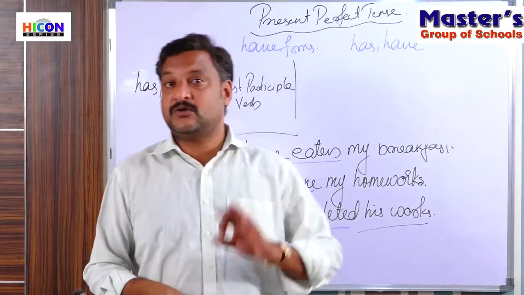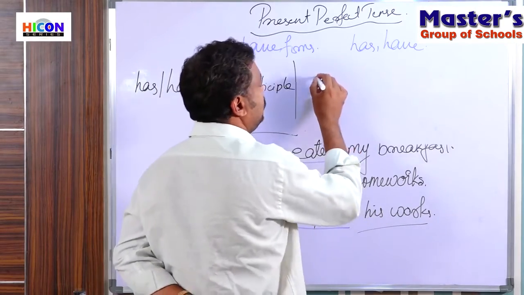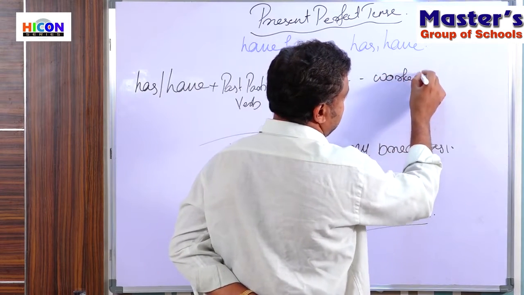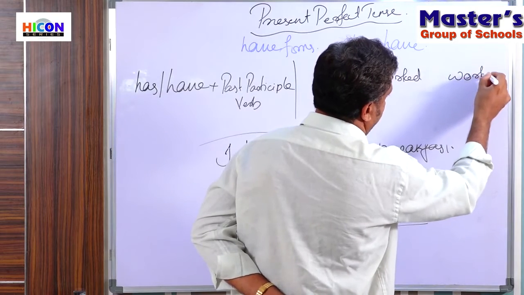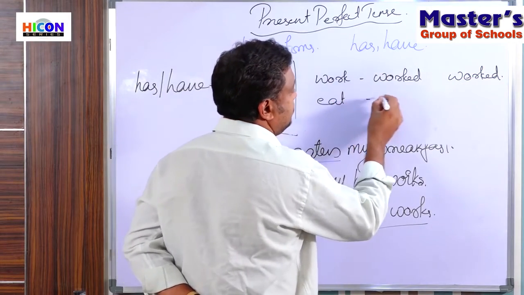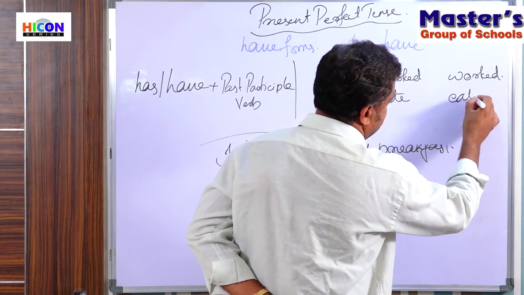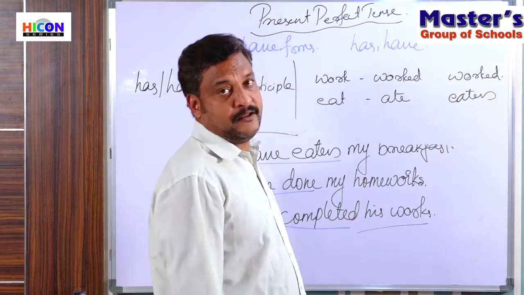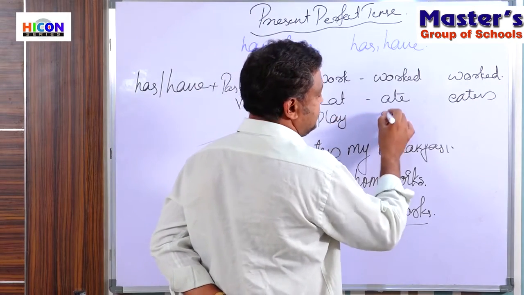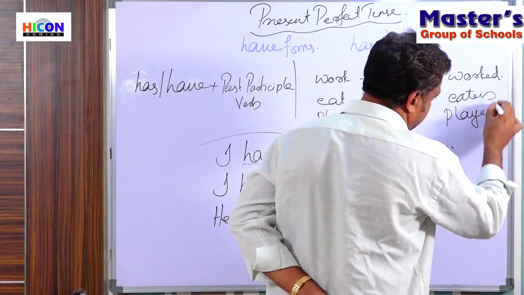See, every verb has three forms. Say, for example, we write work. Past tense is worked. The past participle also is worked. If we write eat, past tense is ate, past participle is eaten. If we use play, past tense is played. Past participle also is played.